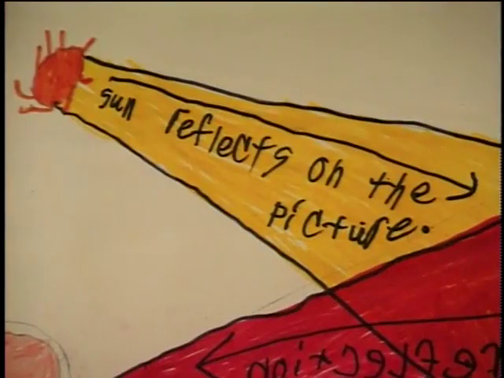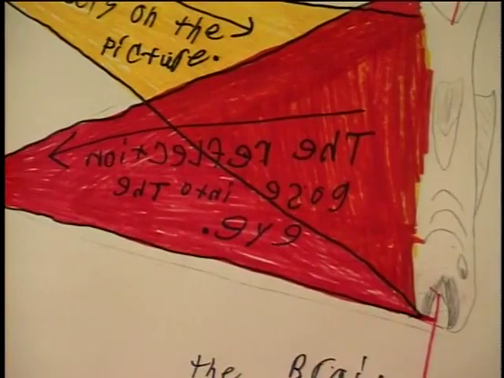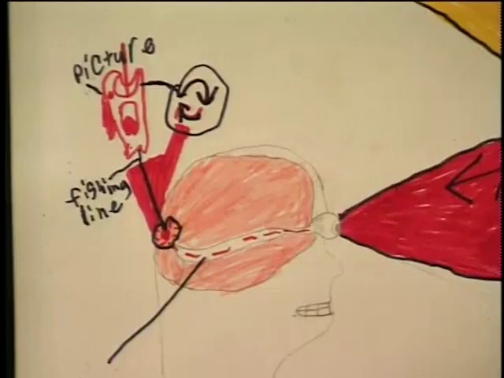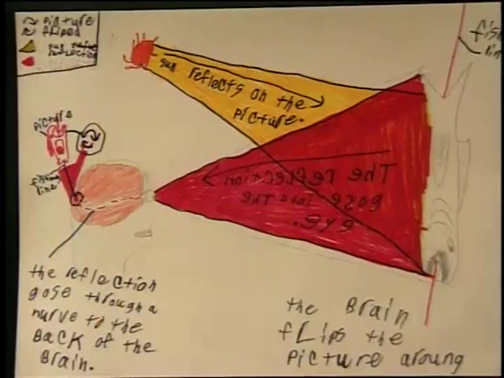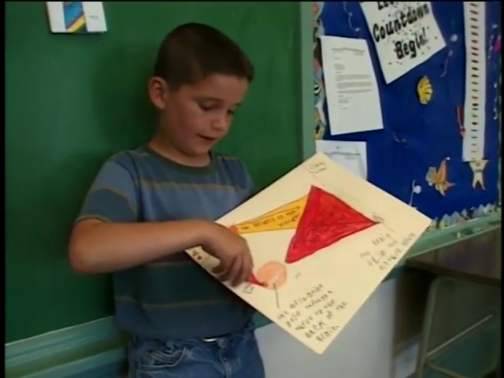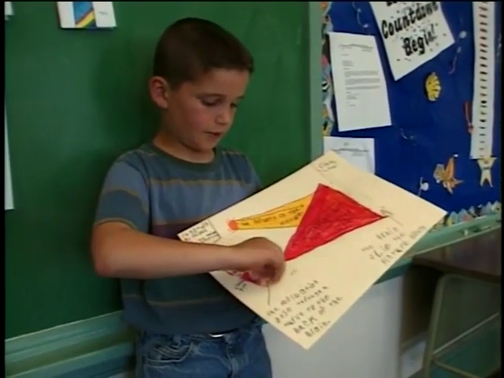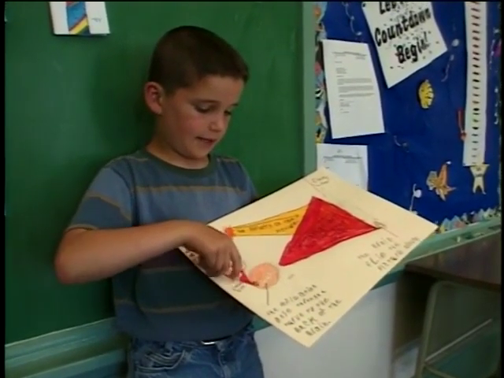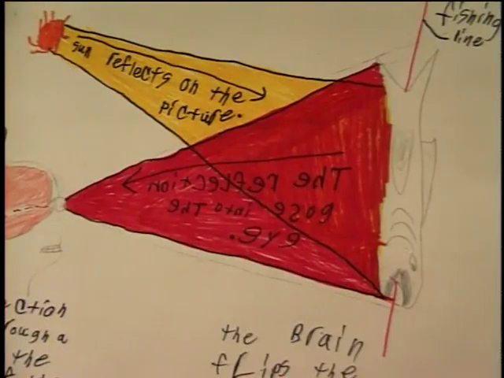I wrote sun reflects on the picture, so it's reflecting off of the fish and it's going into the eye. The picture goes through nerves to the back of the brain, and I put a dot where it goes to, and you see it upside down, so it flips it right side. This is what it's showing it's doing. Flips it right side up, so your brain sees it as right side up.